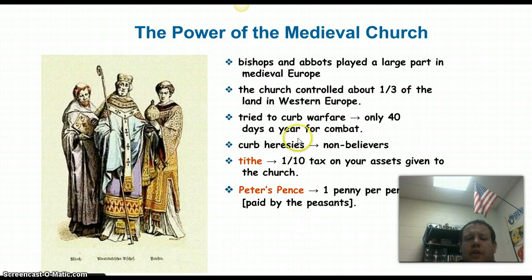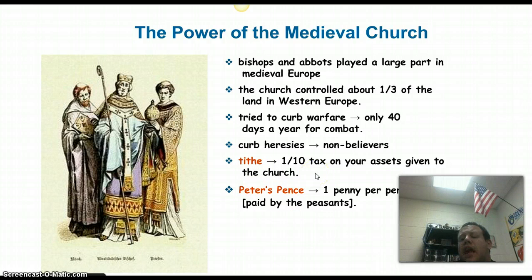They also try to curb heresy. Heresy is people who are non-believers in the Christian church. And so we see things like inquisitions, people forced to become Christian, those kind of deals. Because they own so much power, almost land had so much power in the church, these groups kind of put taxes on people too. One tax a lot of people had to pay was called the tithe.